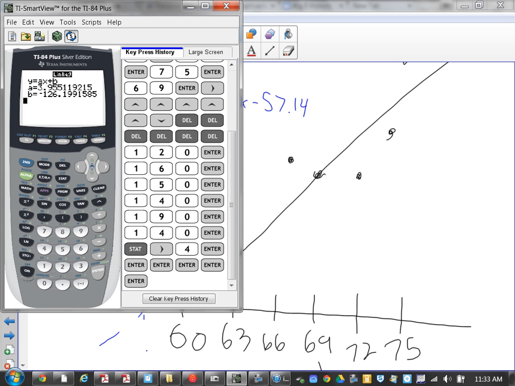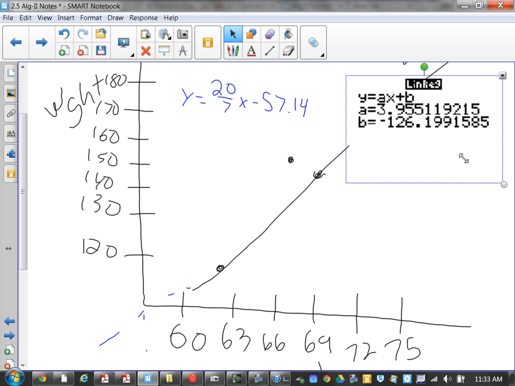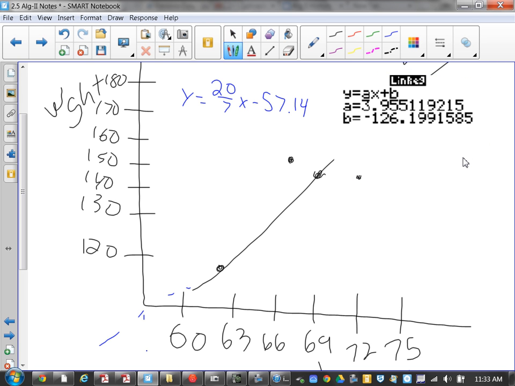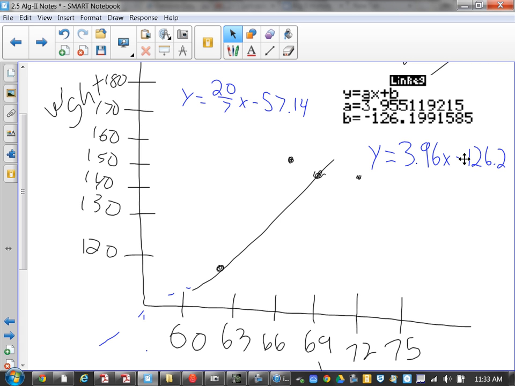Yes, I got it. That's what I got. This is y equals 3.96x minus 126.2. So we can use our calculator instead of doing it by hand to get the equation, right?